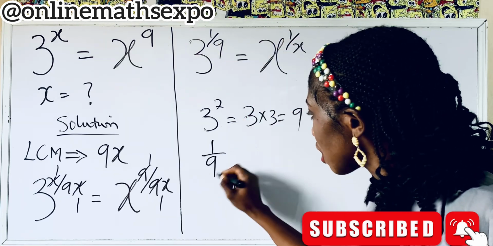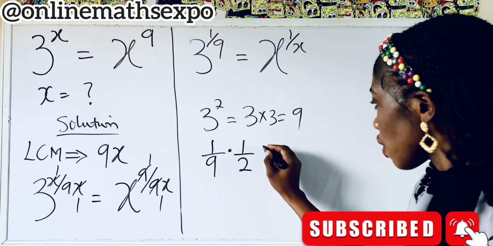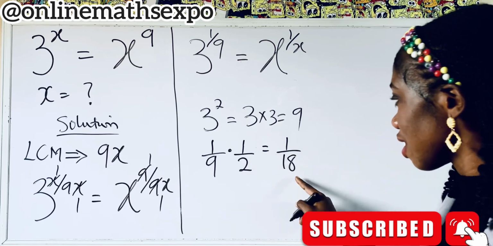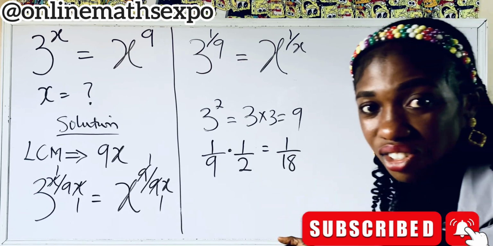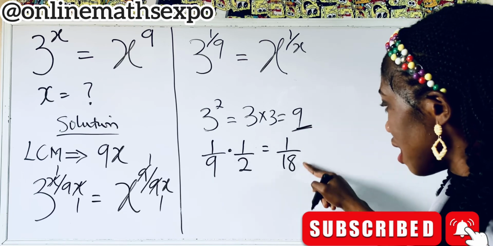1 over 9, you multiply by 1 over 2. Okay? So in that case, this multiplies 1, this multiplies will give us 18. So you see, it's not the same. Here we're having 9 as the base. Here we're having 1 over 18 as the power.